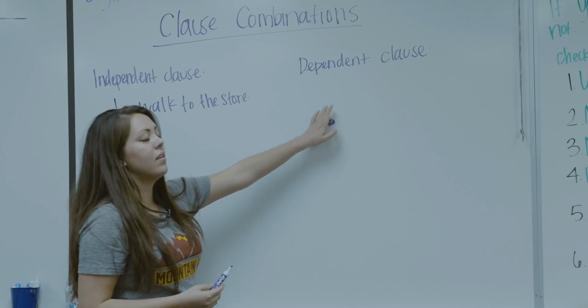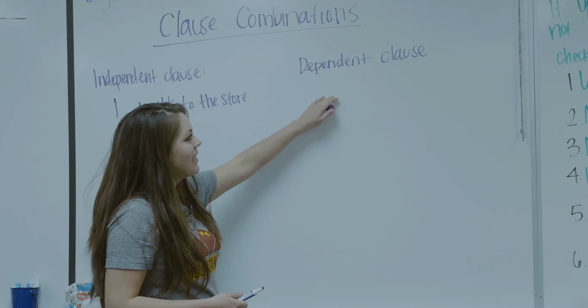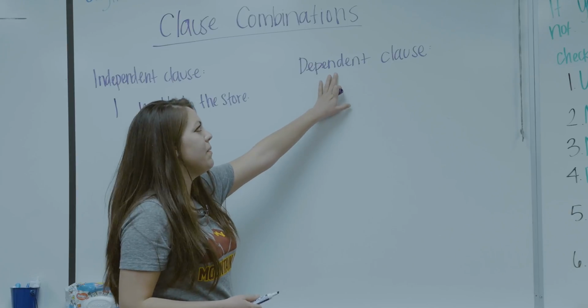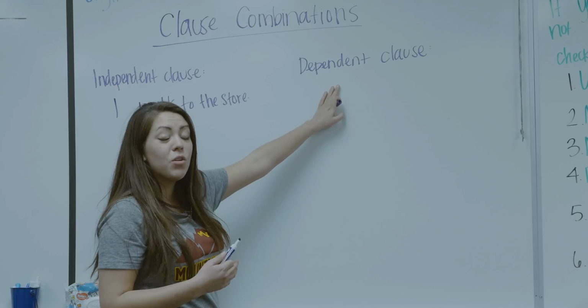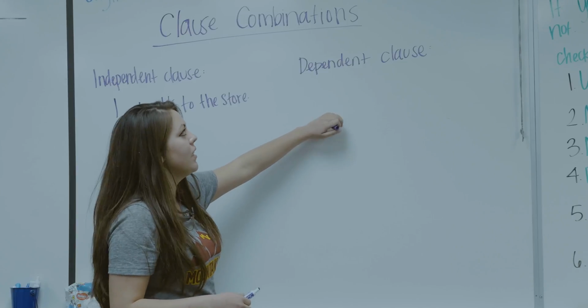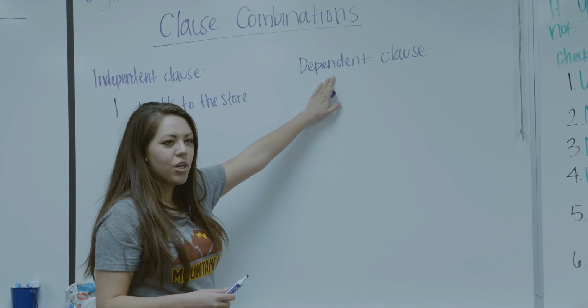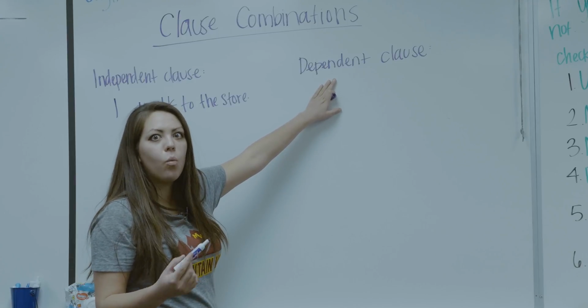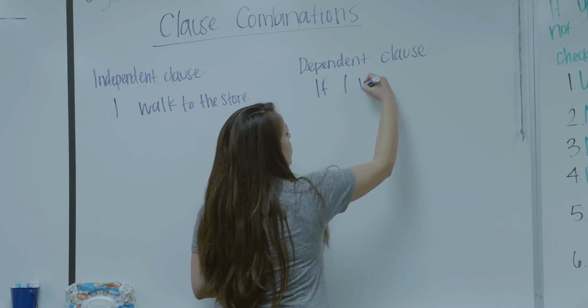A dependent clause is a clause, meaning it has a subject and a verb, that can't stand alone. Think of the word dependent. A dependent clause depends on something else to make it a complete, finished thought. A dependent clause, remember, starts with a subordinating conjunction. Think to our acronym AWOOBIS. For example, if I walk to the store.